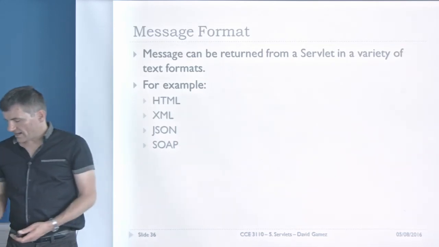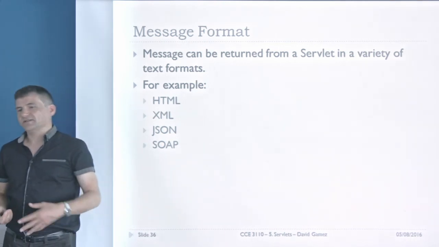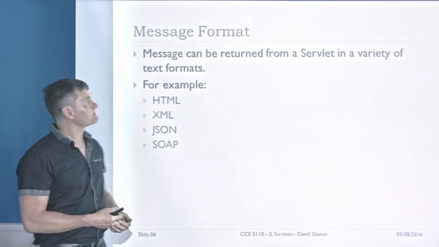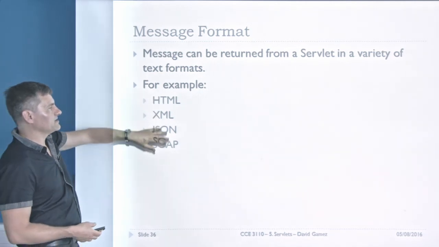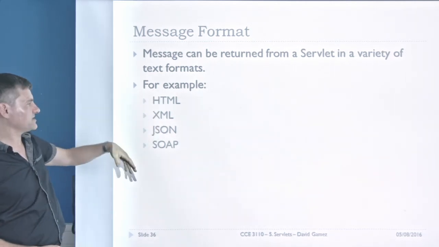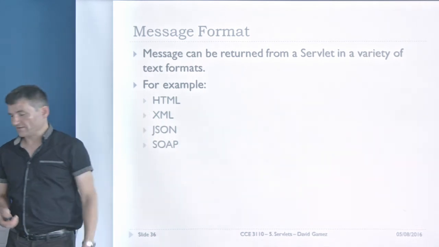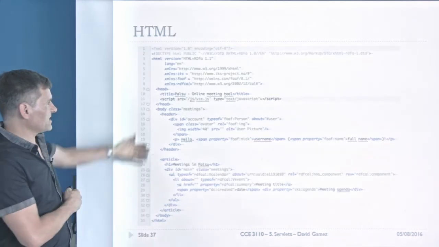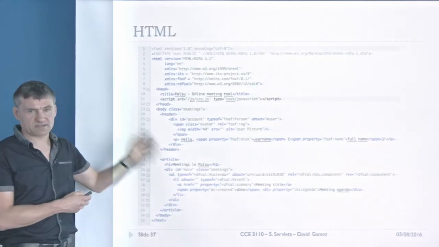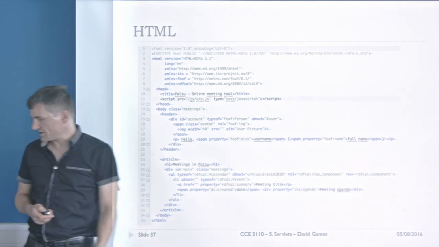In the case that I've just shown you, we're returning HTML from the servlet, which is a typical classic use. But you can also return messages in lots of different formats. We've talked about HTML, but you can also return XML messages, or messages in JSON or in SOAP format, which is a particular use of XML. So this is HTML, which you probably come across.